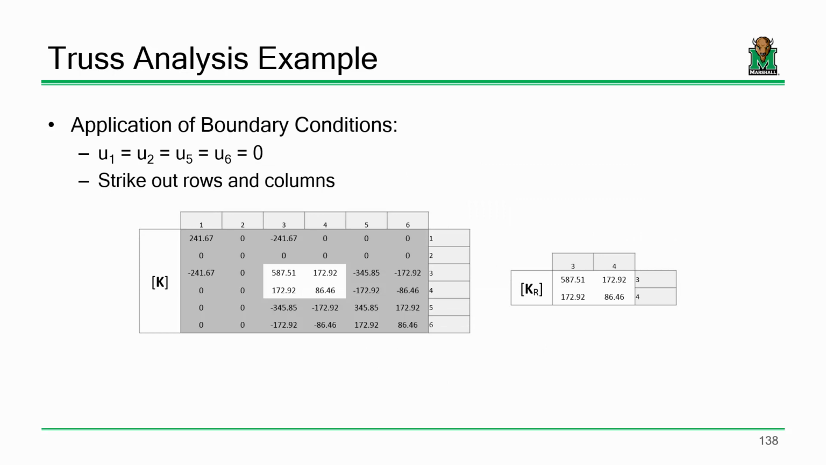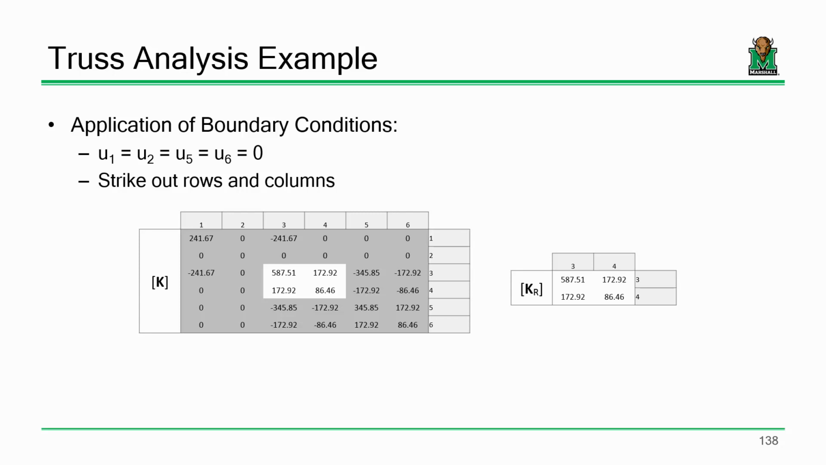Apply boundary conditions. We are crossing out 1, 2, 5, and 6, okay? Because those were the ones associated with the supports. If the support conditions were different, you would strike out different rows. You would strike out different columns, okay?